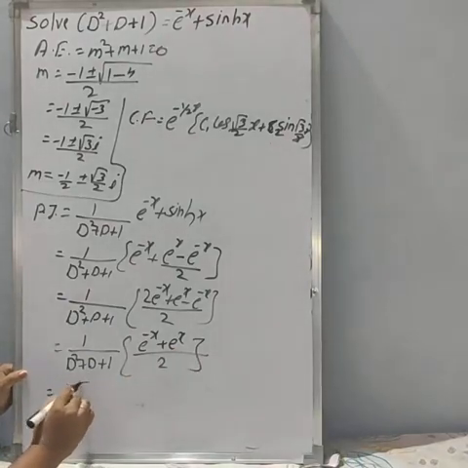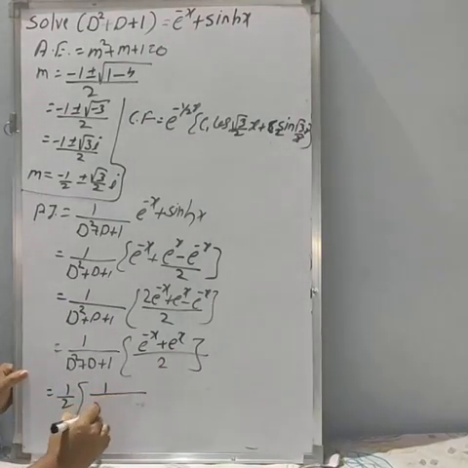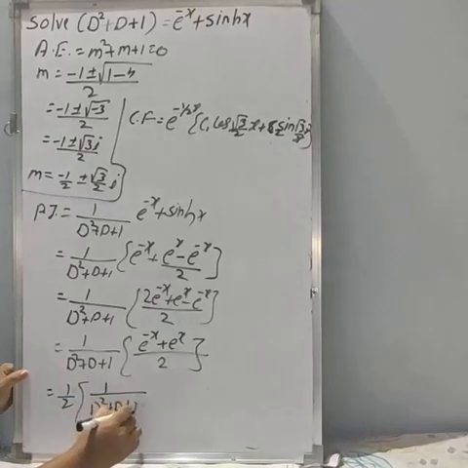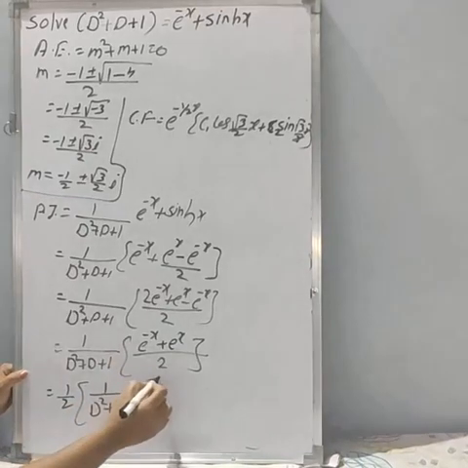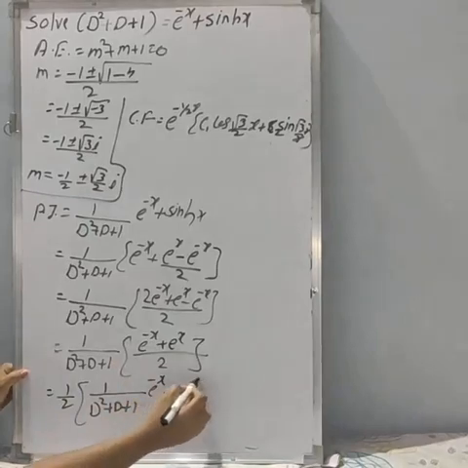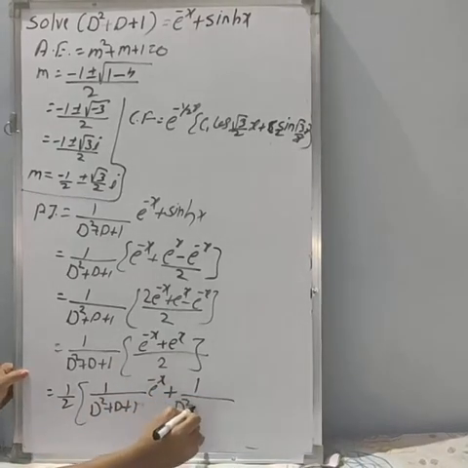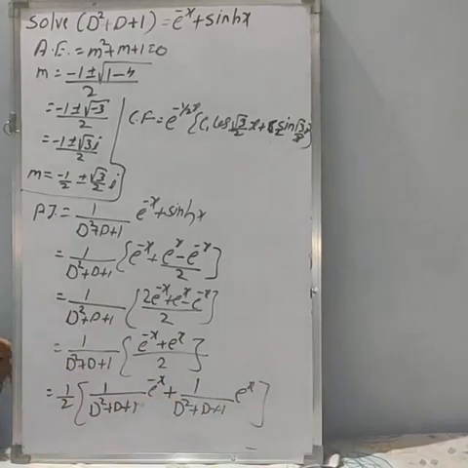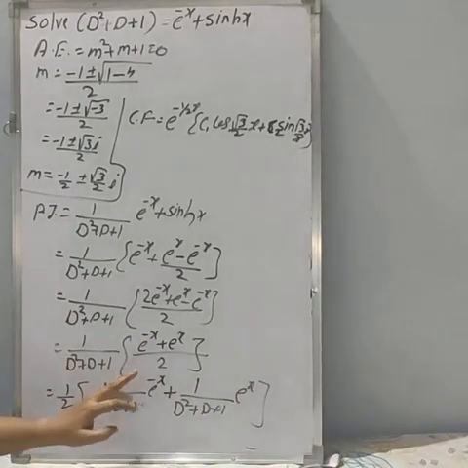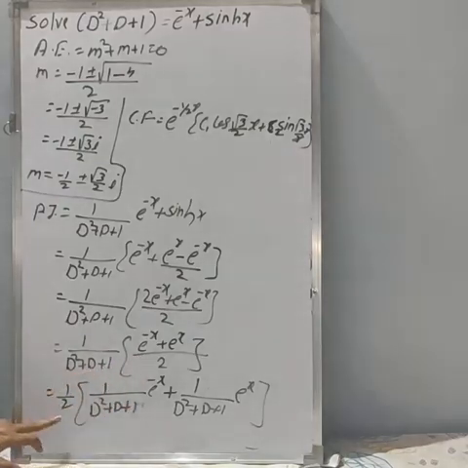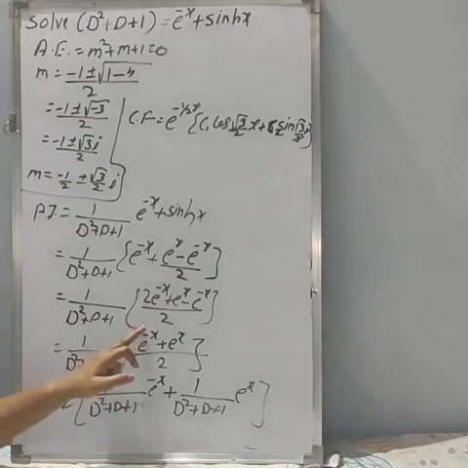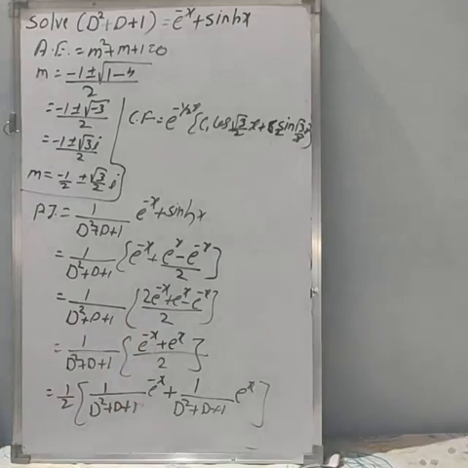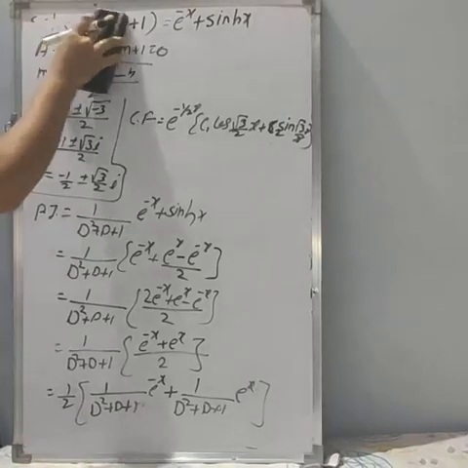Then you will get 1 upon d square plus d plus 1. The two functions are different, so here it is e to the power of minus x, plus 1 upon again d square plus d plus 1, here we have e to the power of plus x. Separate the terms. Here we have 1 by 2, we can take 1 by 2 outside, then we remain with e to the power of minus x plus e to the power of x. Again it is the sum of two terms, so we can write down separately. Now substitute the corresponding value of d.